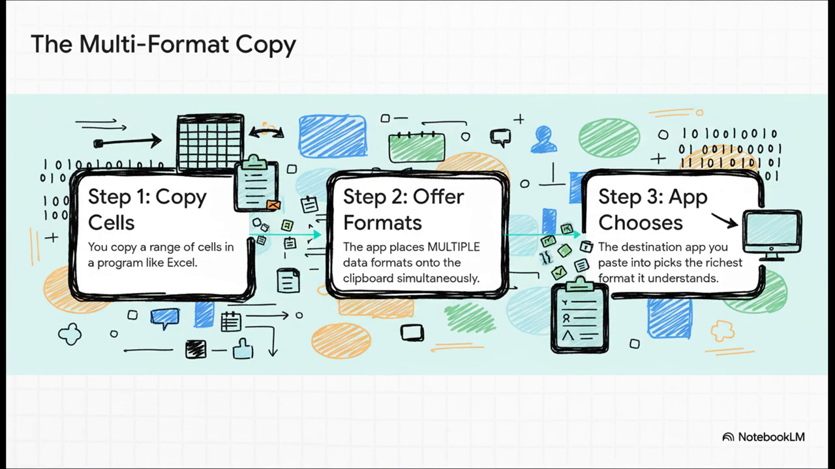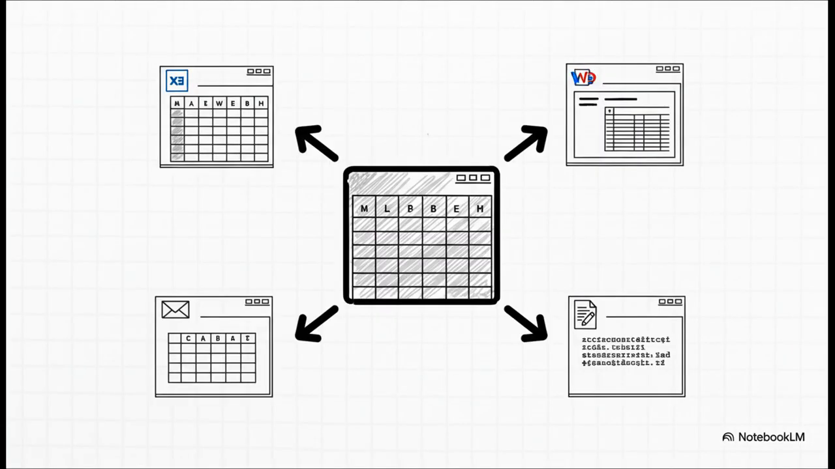It's this beautiful 3-step negotiation that happens automatically. First, you copy your cells. Second, Excel puts a whole buffet of options onto the clipboard. You've got plain text, rich text, maybe an image of the cells, HTML, and of course, its own native Excel format. Then, third, when you go to paste, the new application just looks at all those options and says, "Ooh, I'll take that one." And this is exactly why pasting that same copied data looks perfect in another Excel sheet.